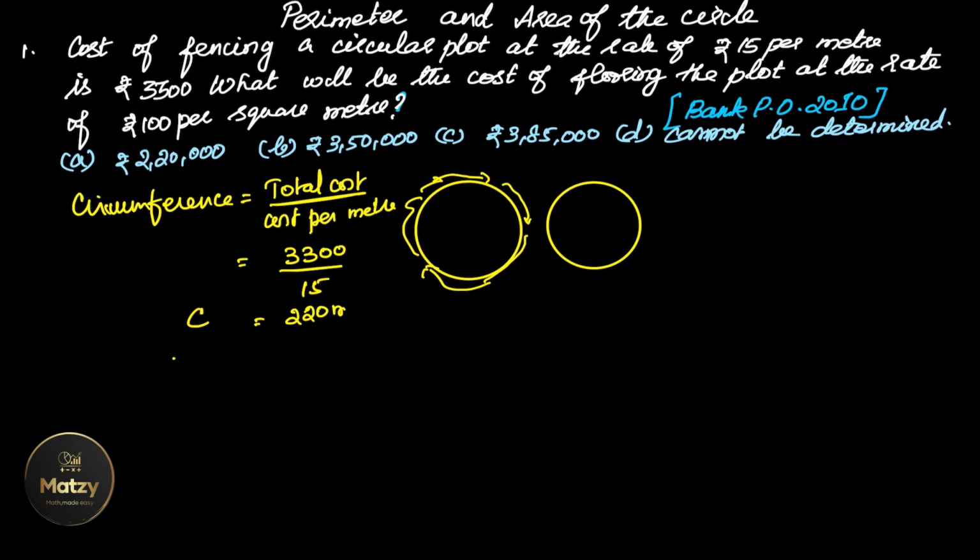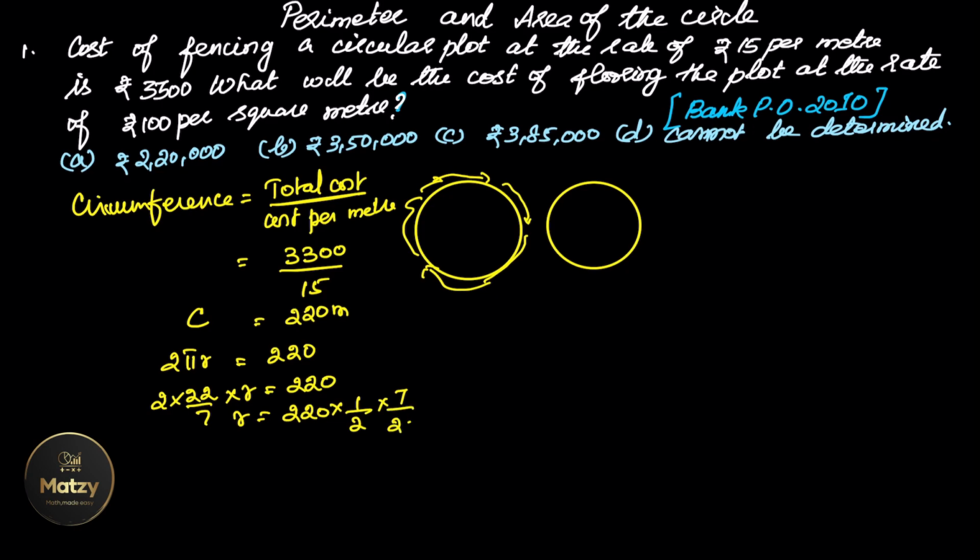So 2 pi r, where r is the radius. So 2 pi r is equal to 220 meters. So 2 into 22 by 7 into r is equal to 220. What is r? 220 into 1 over 2 into 7 over 22. 44 goes into 220 five times. So r is equal to 35 meters.